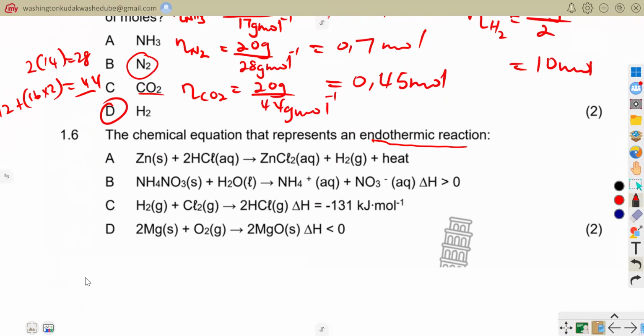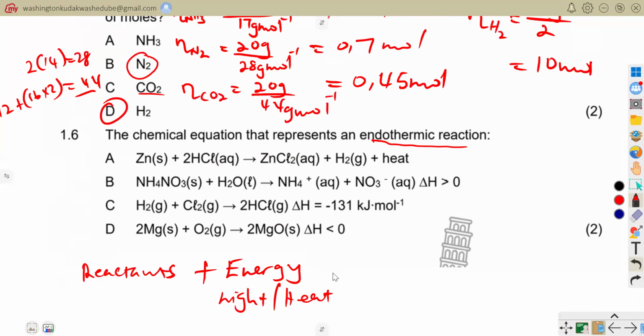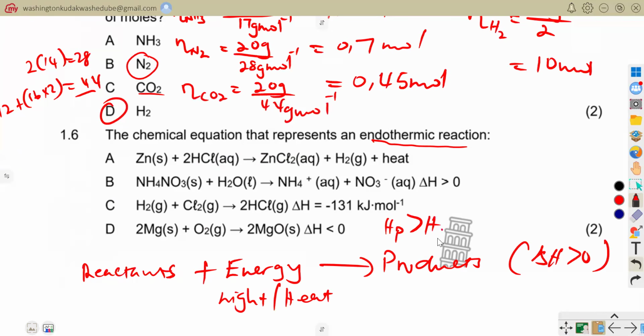For an endothermic reaction, we know that we would be having reactants, and these reactants need to absorb energy. The energy absorbed is either light or heat. And then you get to form your products. That is to say our delta H would be greater than 0, where the enthalpy of your products is greater than the enthalpy of your reactants. So we are looking for a reaction which gives us this.